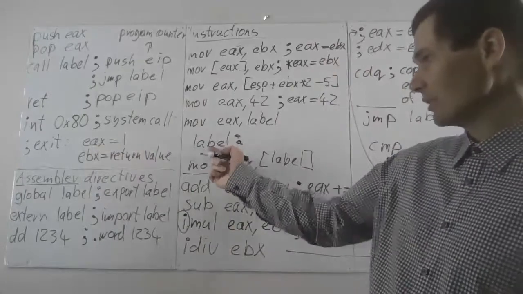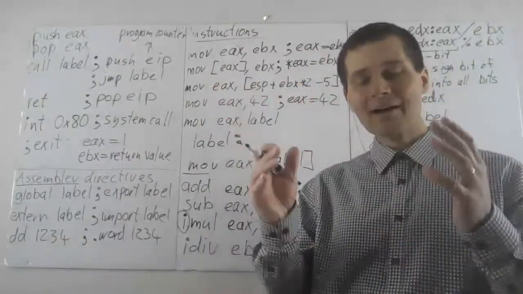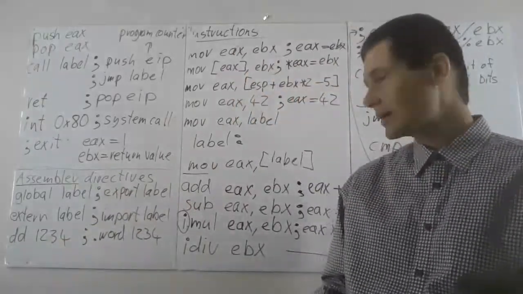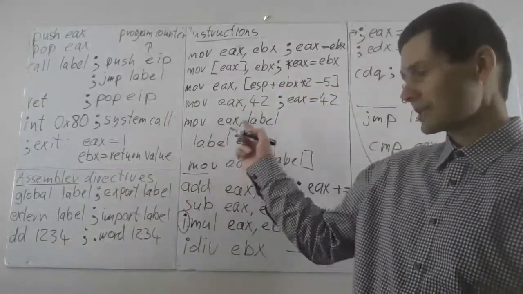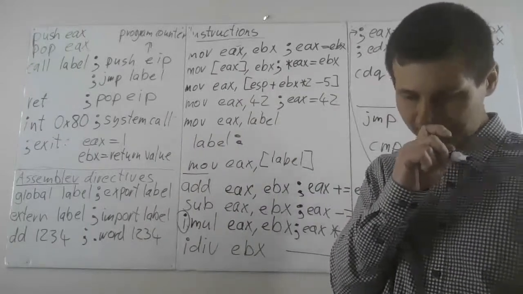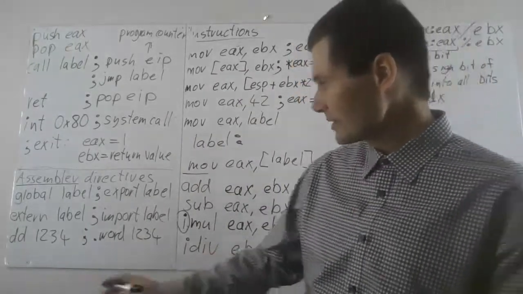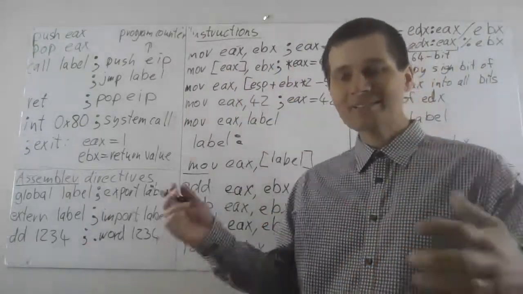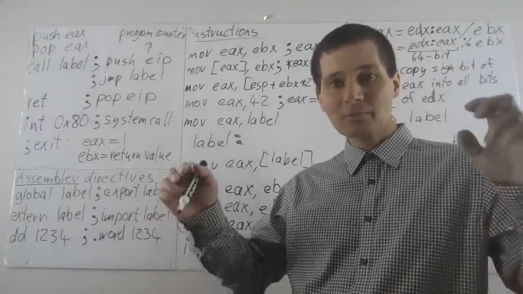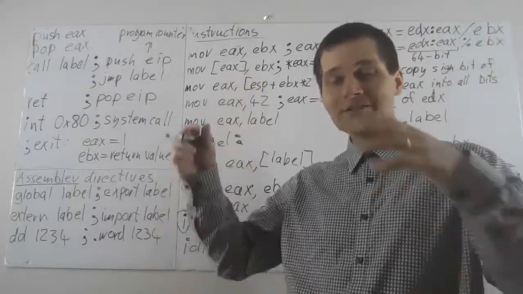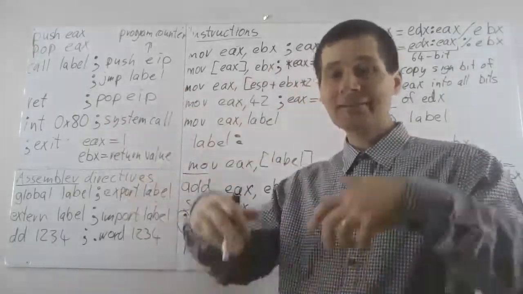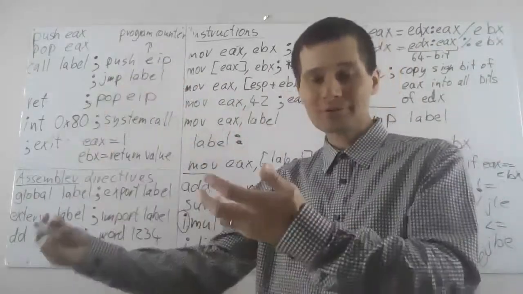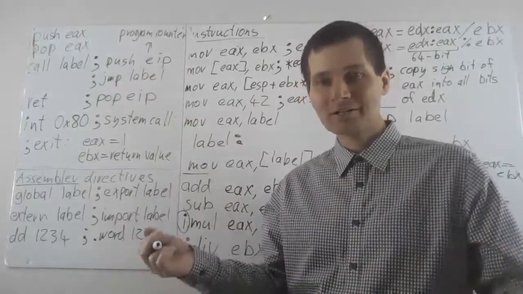So if you put a label before a DD, now you have 32 bits of memory. They're initialized to whatever value you want, and you can refer to them using the address that's in that label. All right. The D, I said, means double word. And in x86, the word means 16 bits. Okay, and that comes from the 1970s when x86 used to be a 16-bit instruction set.